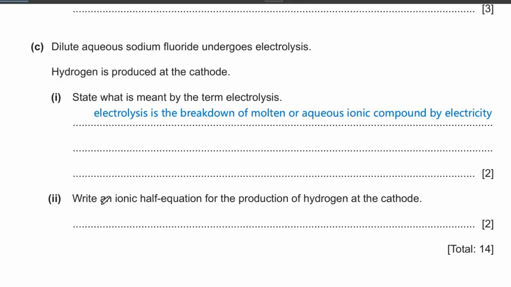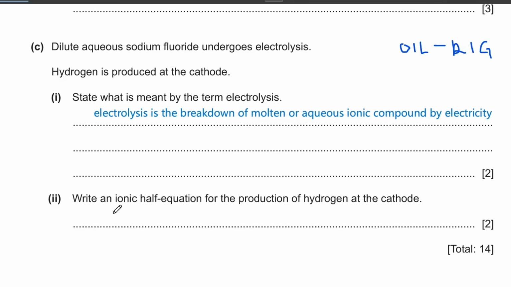Next question. Write an ionic half equation for the production of hydrogen at the cathode. At the cathode, reduction takes place. And what is reduction? Reduction is gain of electron. From our redox reaction, we have this mnemonic: OIL RIG. Oxidation is loss of electron, reduction is gain of electron. So reduction happens at the cathode.